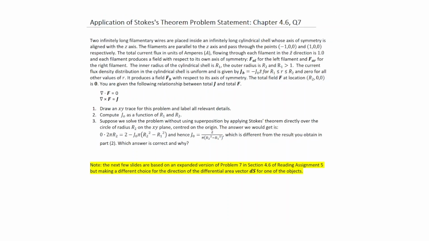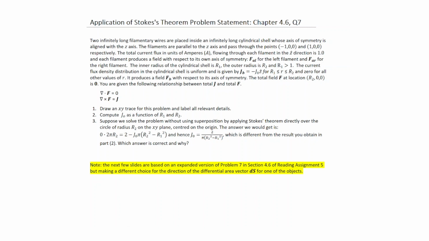Okay, so here more or less is the description of the problem. Again, this is question 7 in chapter 4.6. So if you look at this particular problem, there are 3 sources of current, 2 filaments. The total current in each filament is 1 ampere, and both currents are flowing along the z-axis direction.